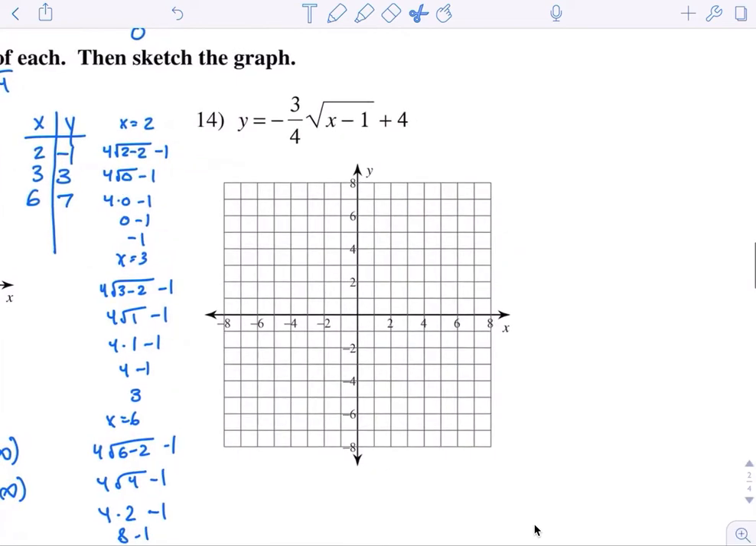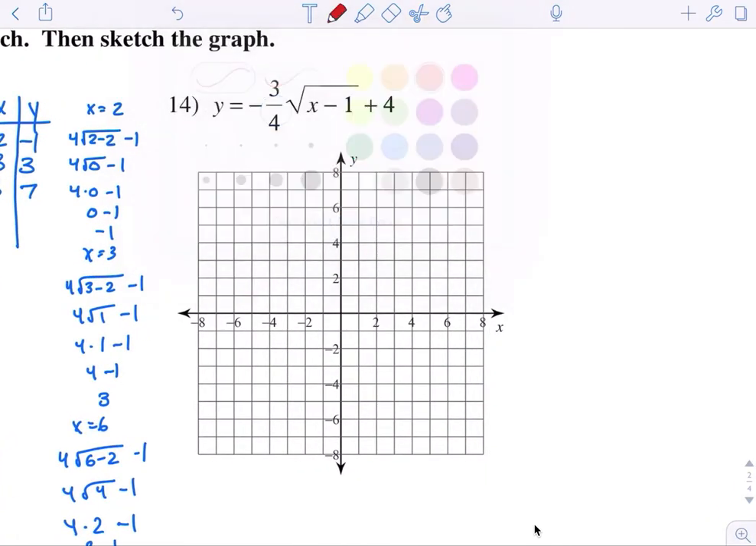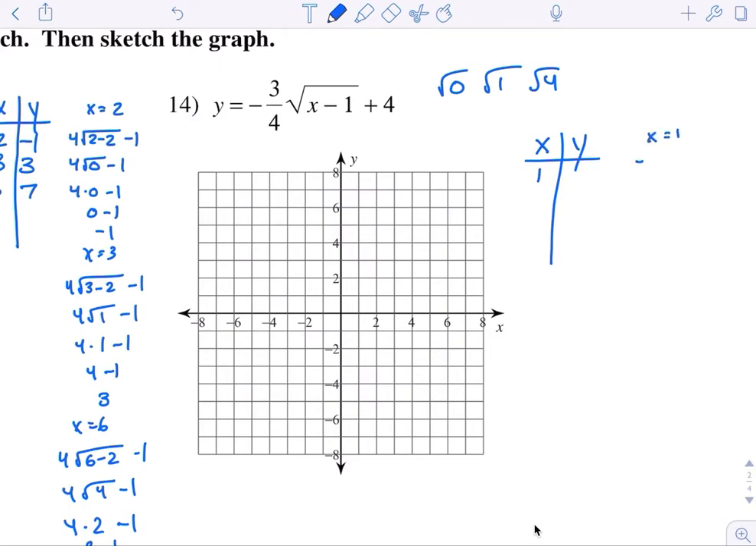Okay, 14. So what value of x would give you 0, 1, and 4? Well, we would get 1. So when x is equal to 1, negative 3/4 square root of 1 minus 1, plus 4. Negative 3/4 square root of 0, plus 4. Negative 3/4 times 0, plus 4. 0 times negative 3/4 is just 0, plus 4. So that's our first coordinate at (1, 4).